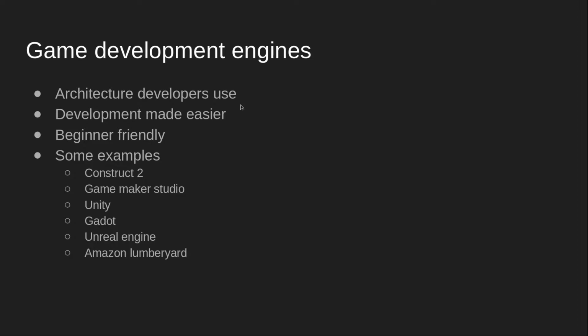We can use predefined things which are available on the game development engines by basically dragging or dropping them, or we can code them or design ourselves using the different things which are available there in the game development engines, which make development much more easy.